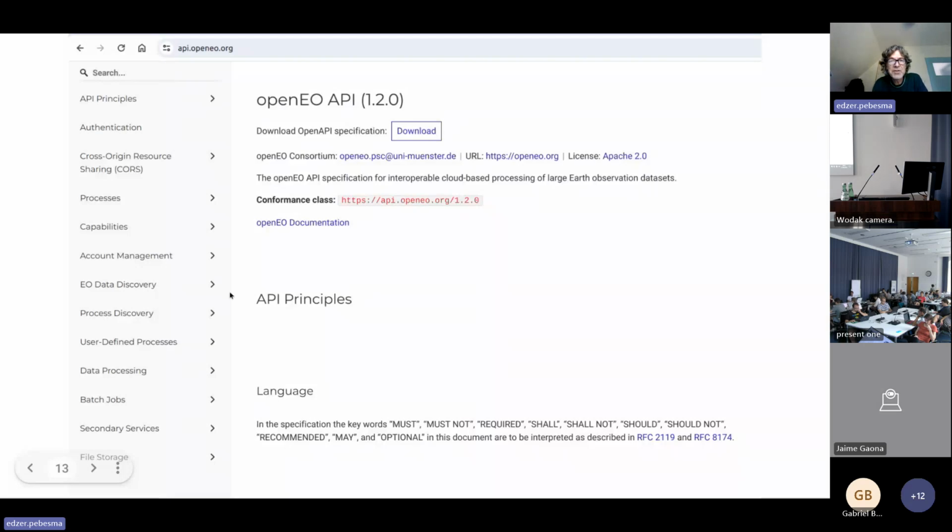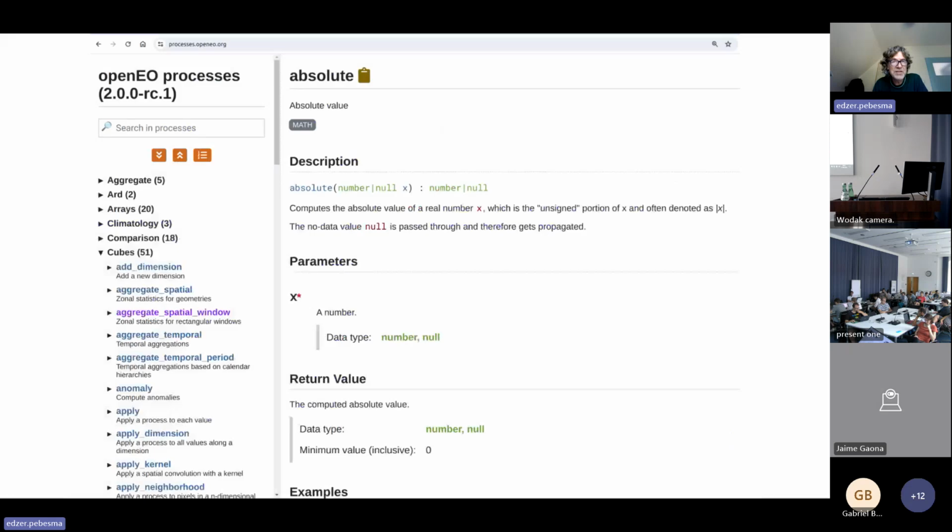It defines the endpoints of the API. So that's mostly a bookkeeping thing that is not related to what you do with Earth observation imagery. And the second thing is the processes. That is process.openeo.org, a specification of all kinds of processes. There are a few hundred of them that you can apply to data cubes.